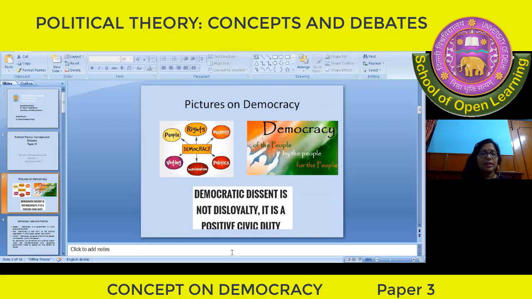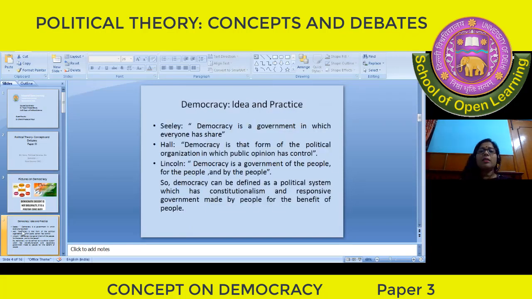In that way, democracy is many a time called an idea, and a practice. Many political scientists have talked about democracy as idea or practice. Democracy is a government in which everyone has a say, we all are part of it. That's what democracy says. It's so simple, okay? Democracy is that form of political organization in which public opinion has control.